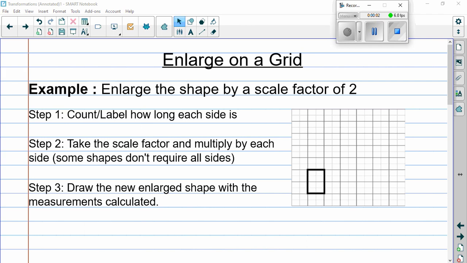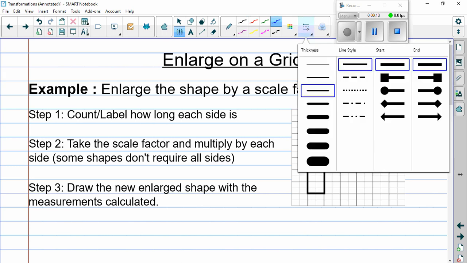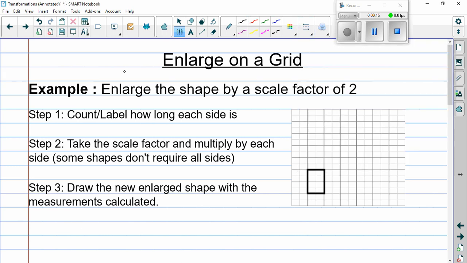So here we're going to look at enlarging on a grid. This is where we do not have a center of enlargement yet. We're just trying to enlarge. We'll use this enlarging technique as we go through because the center is just going to show us our position, and if we know how to enlarge already, it'll save us time.